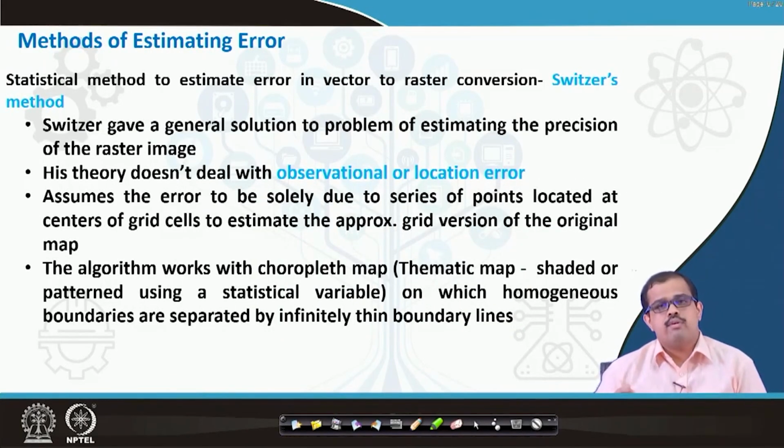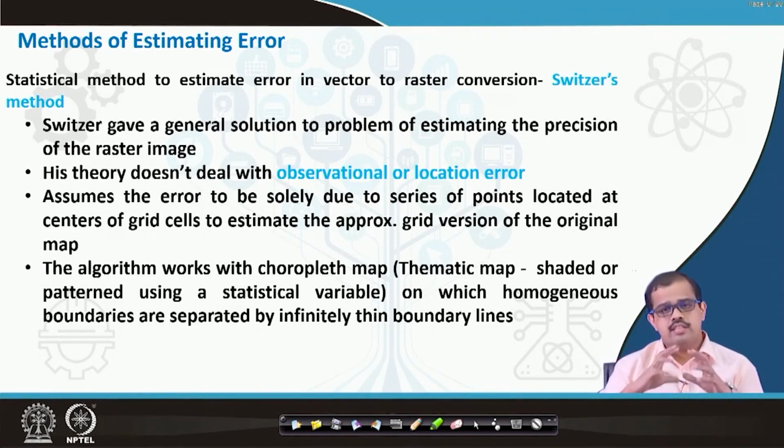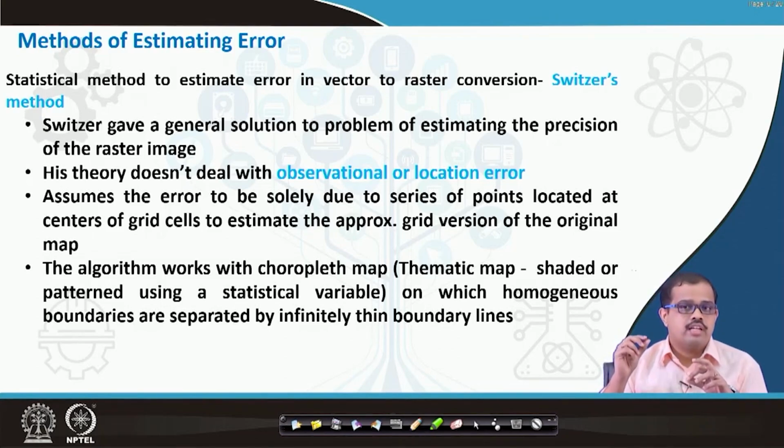So how do we find out the errors that may have crept in during such vector to raster conversion? There are various different ways of calculating this error. One of the very well known methods is Switzer's method. Switzer's method is normally an approximation method. Switzer gave a general solution for estimating the precision of an image. He did not give any method for estimating accuracy, but he defined it as the precision of an image.